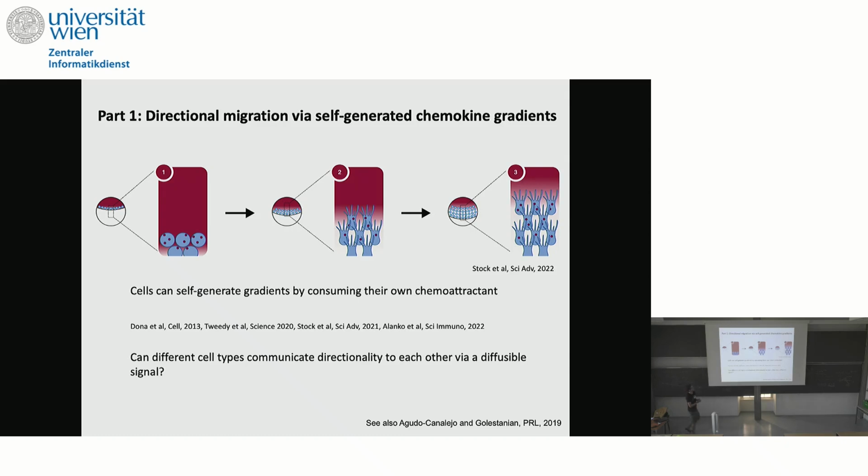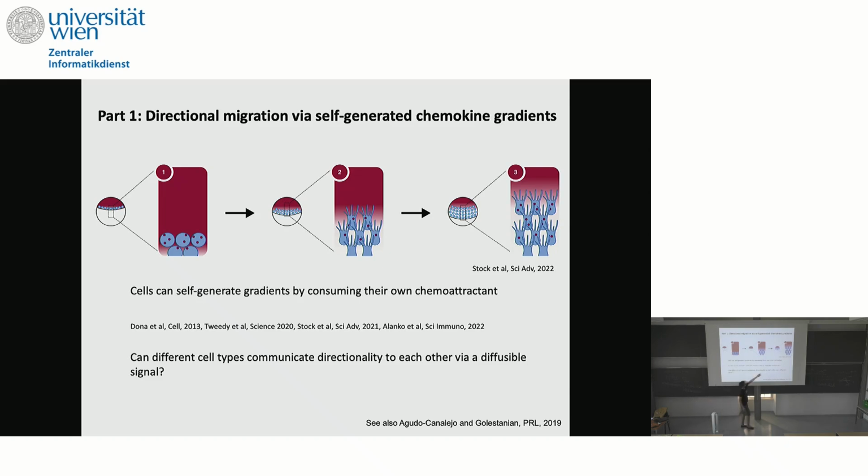So I just want to show you a little bit of an actual application of these kinds of ideas to actual biological data. This is just a summary: cells can self-generate gradients by consuming their own chemoattractant, and there's a bunch of references here of papers where people have shown this. Again, there's a huge mathematical biology literature on this. These are examples of biological papers where this has been found in a number of developmental cases, and in cancer cells. So there are quite a few examples where this shows up.